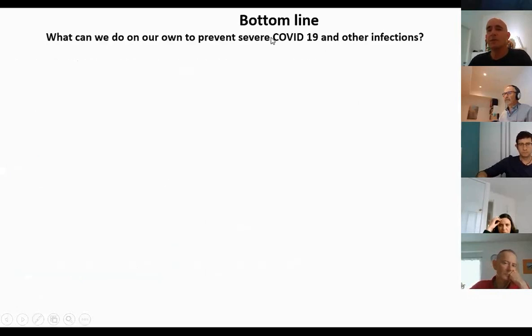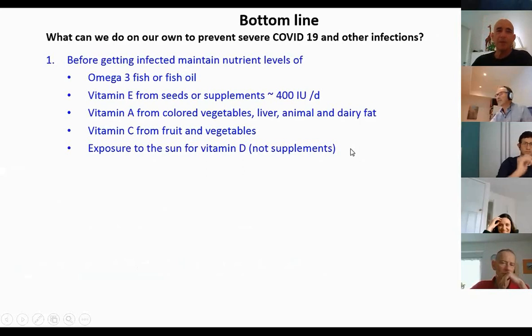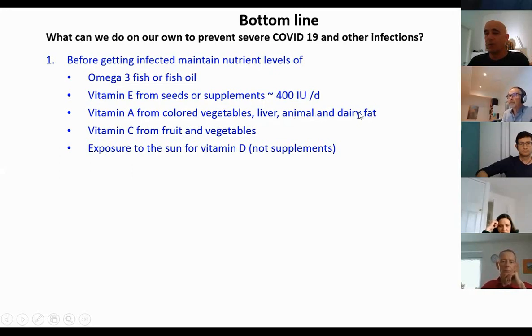So what can we do to prevent severe COVID-19 and other infections? This is the last slide, so Gerard, don't worry, I'm finishing. So first, before getting infected, just in your day-to-day life, get the following nutrient levels. Get omega-3 from fish or from fish oil. Get vitamin E from seeds or supplement with vitamin E, like 400 international units a day. Get vitamin A from colored vegetables, from liver, from animal and dairy fat. Get vitamin C from fruit and vegetables. Expose yourself to the sun for vitamin D.